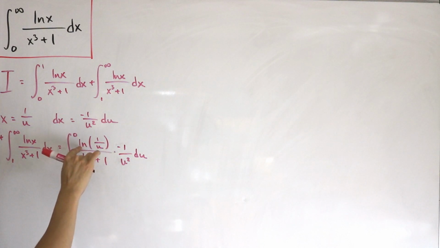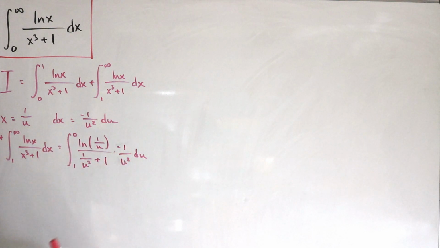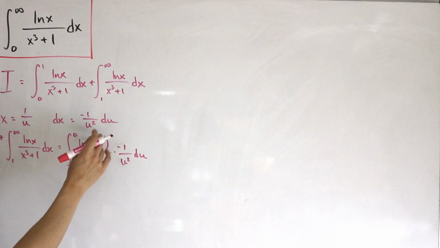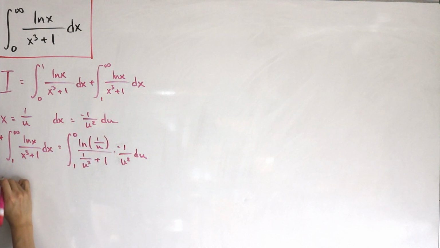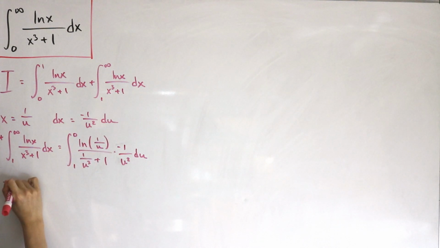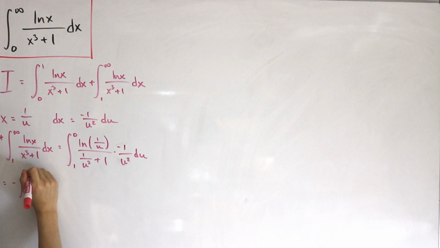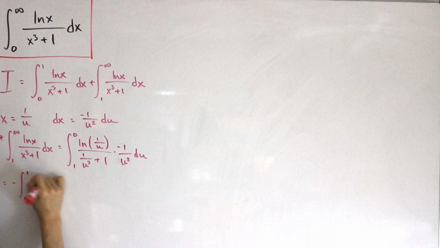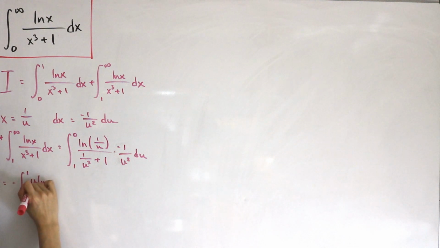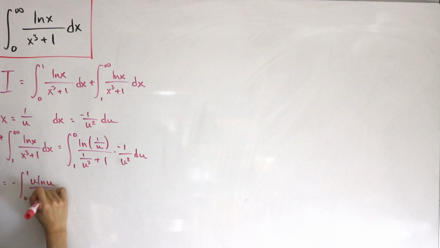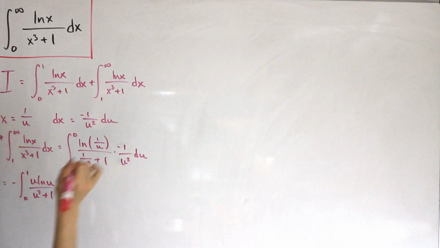Taking one step forward, we're going to apply some natural log properties. We actually have a 1 divided by u, so apply the subtraction property of natural log: it's ln of 1 minus the natural log of u. Of course, ln of 1 is just 0, so that leaves us with a negative. Performing all this out, this is going to equal minus the integral from 0 to 1 of u times ln of u divided by u cubed plus 1, du.